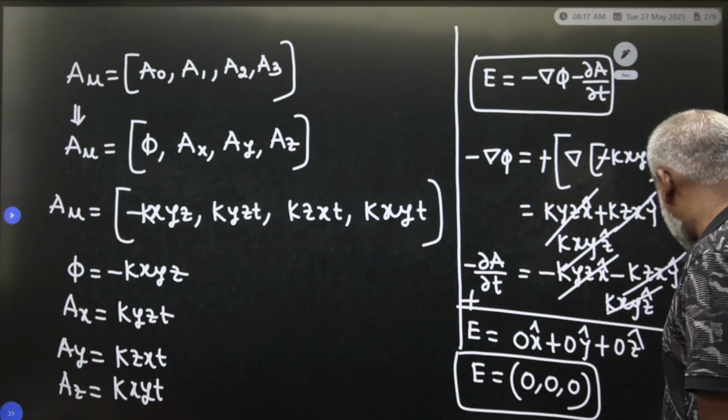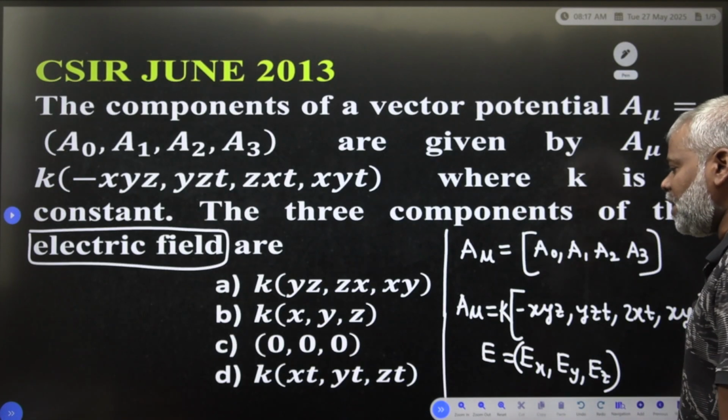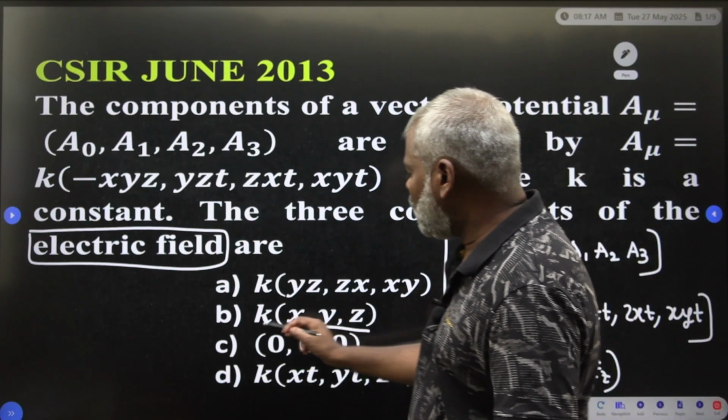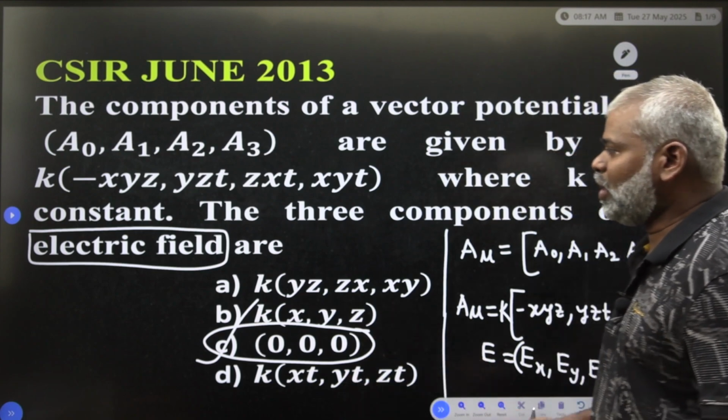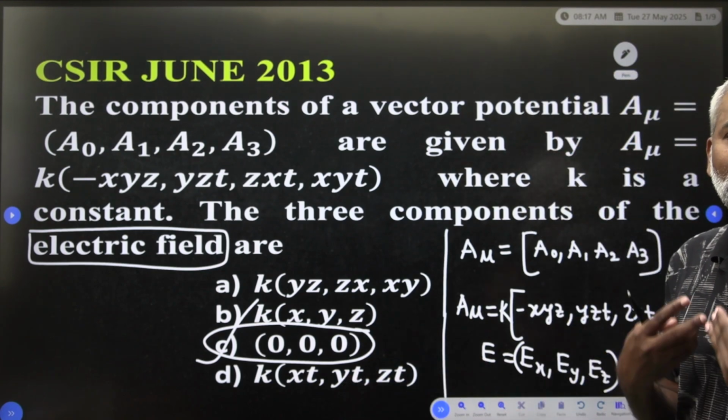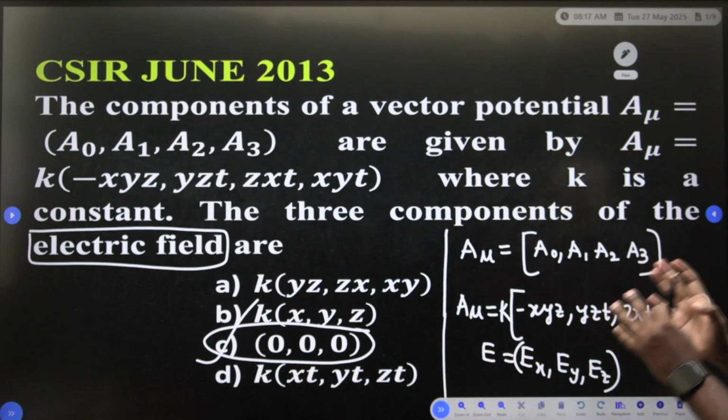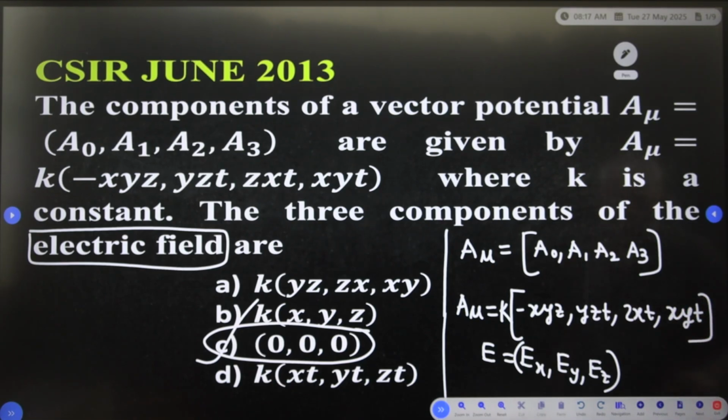Like this you have to do in your competitive examination. What is your answer? Your answer is C, correct? So, it is very simple. You know the formula, and you have to know how to apply the formula. That is what we have to remember, clear?